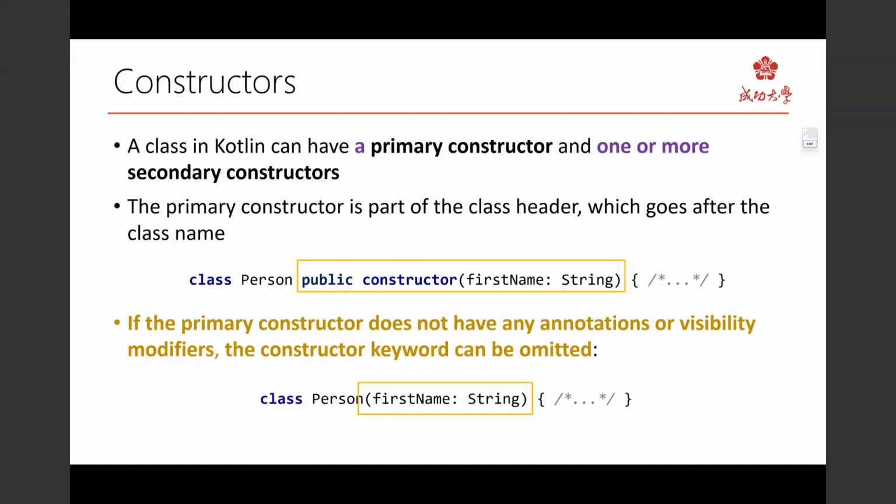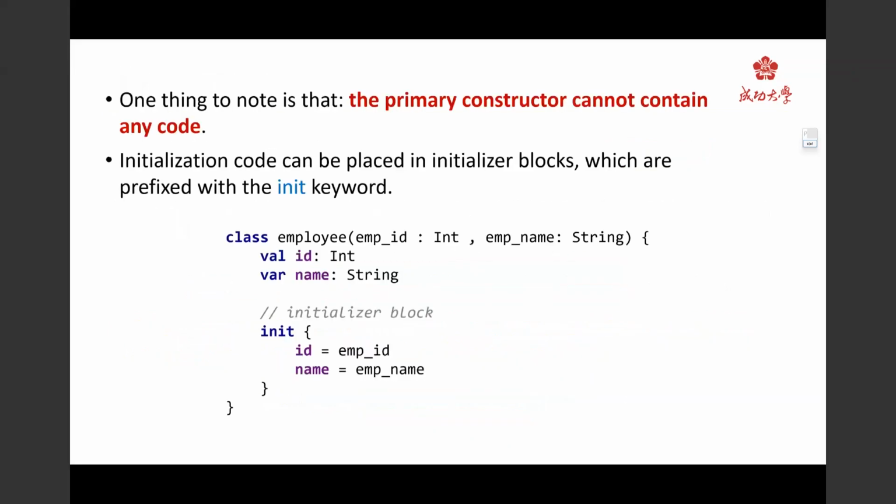Meaning the primary constructor goes after the class name. As shown on the slide, this is the primary constructor for the class Person. And if the primary constructor doesn't have any annotations or visibility modifiers, the constructor keyword can be omitted, like this. One thing to note is that the primary constructor cannot contain any code.